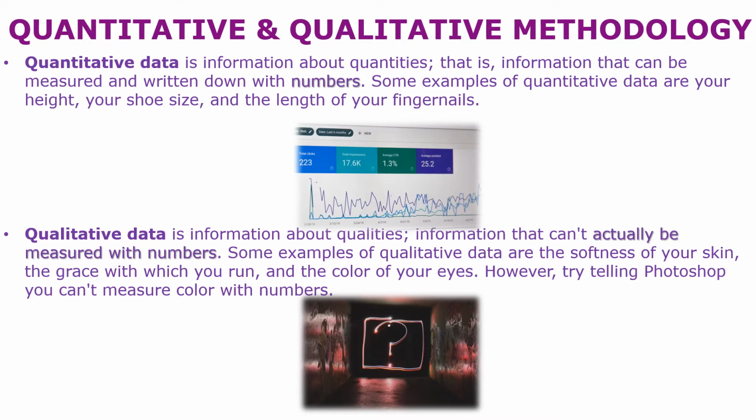Take the grace with which you run. Think about dances in the Olympics, where you have to be very graceful, right? Of ice, whatever. Color of your eyes, and Photoshop does this. You can put a number for a particular color. You can even code certain things. Let's say you're doing research and you have differences between male and female. You could make it such that male you give the code of 1, female you give the code of 2, or whatever. So you have these things.